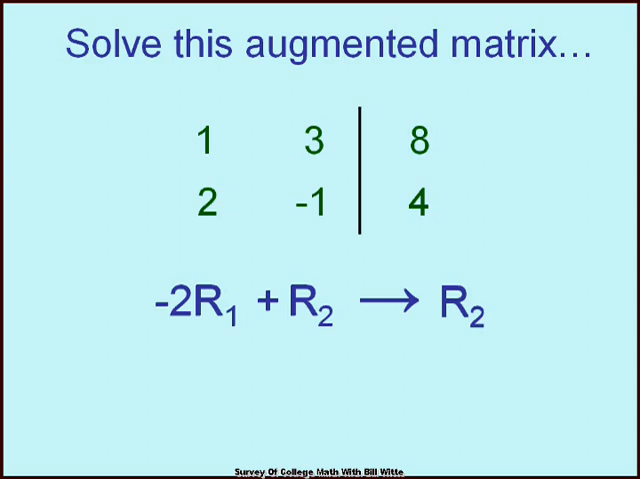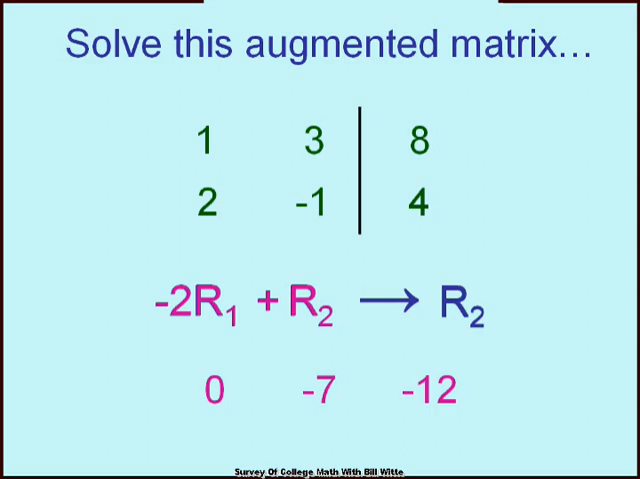I'm going to start off with something you think I kind of pulled out of the air. I'm going to multiply row 1 by minus 2, take that result and add it to row 2, and replace row 2 with all that. Once again, I'm going to multiply row 1 by negative 2, and then add row 2. What's that going to do? Multiply row 1 by negative 2. It's going to make that 1 into a negative 2, and if I add it to the 2, I'm going to have a zero on the bottom left position. That's my goal. See what happens?